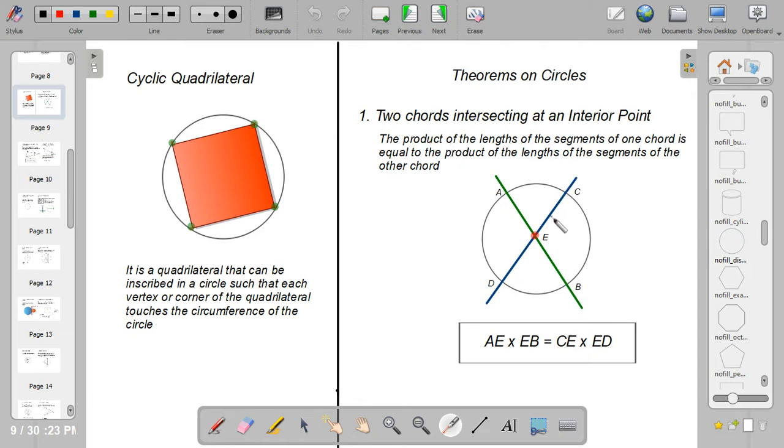So, ano ba yung mga lengths ng segments? For an instance, the chord CD has its segments CE and ED. And AB has segments AE and EB. So, therefore, when you say the product of the lengths of the segments, it means AE times EB. So it is equal to CE times ED.